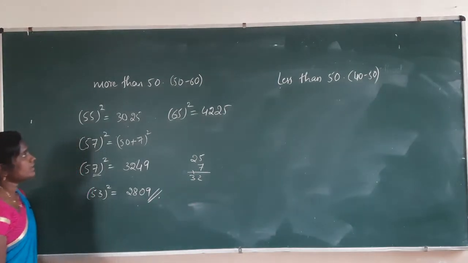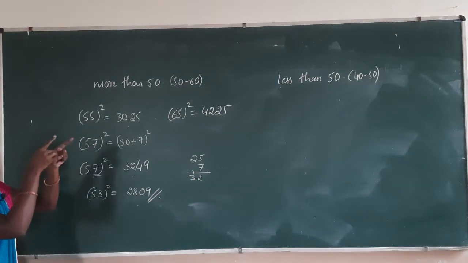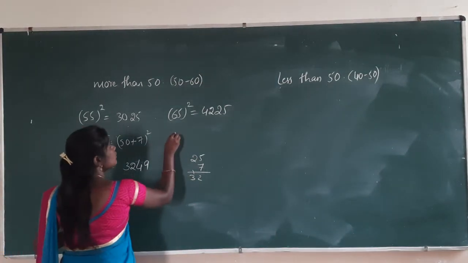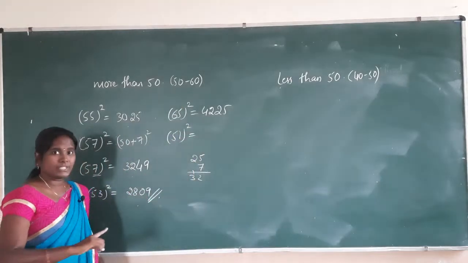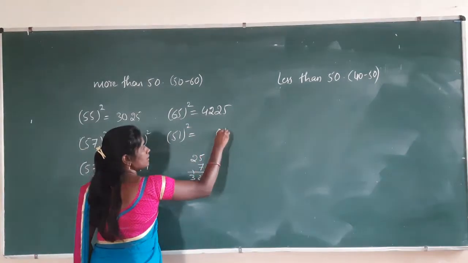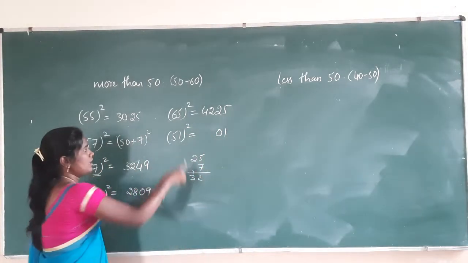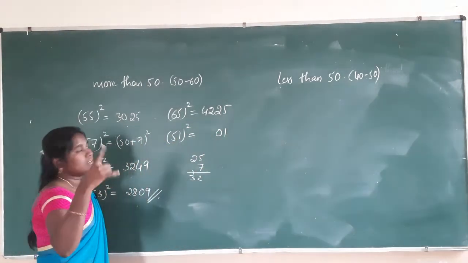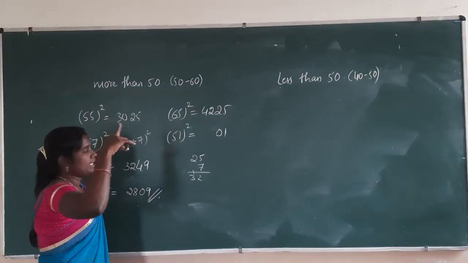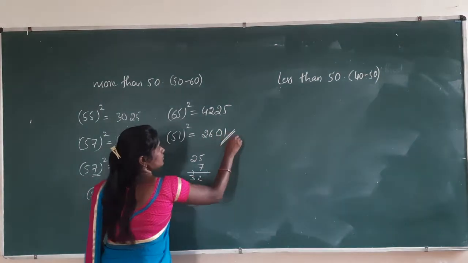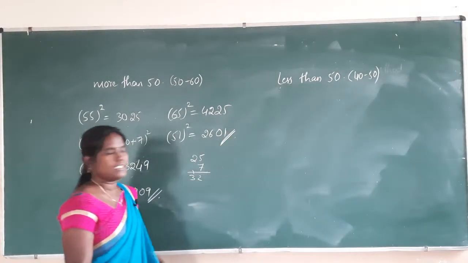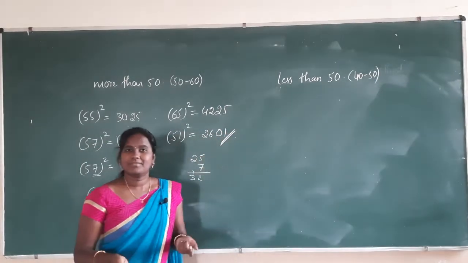If you are taking any other number from 50 to 60, I will consider 51 square. 1 square is 1. It is 1 more than 50. Then 25 plus 1, it is 26. 2601 is the answer. It's easy.